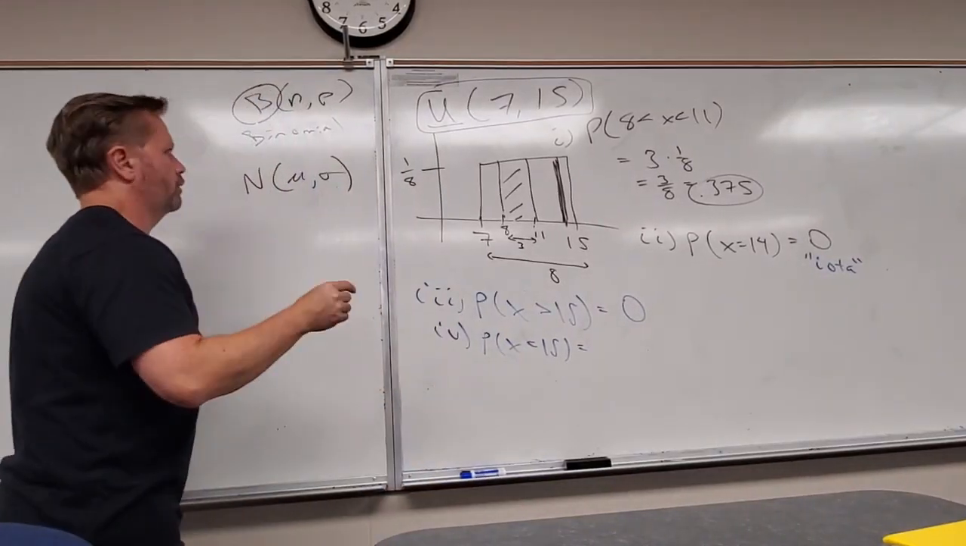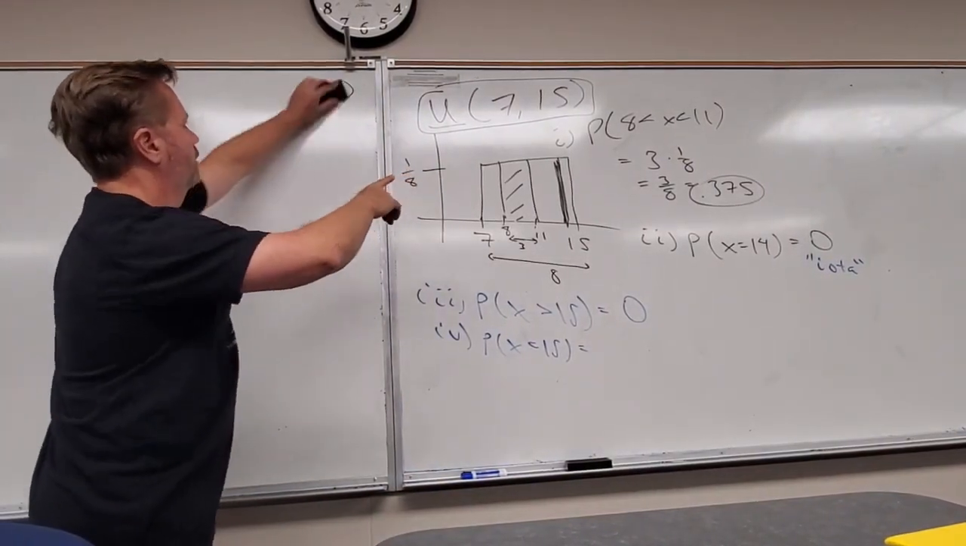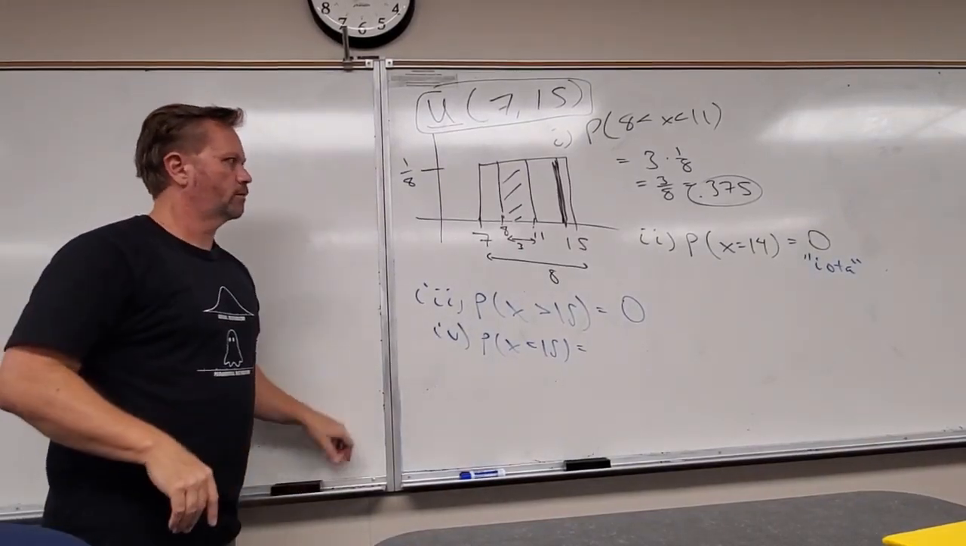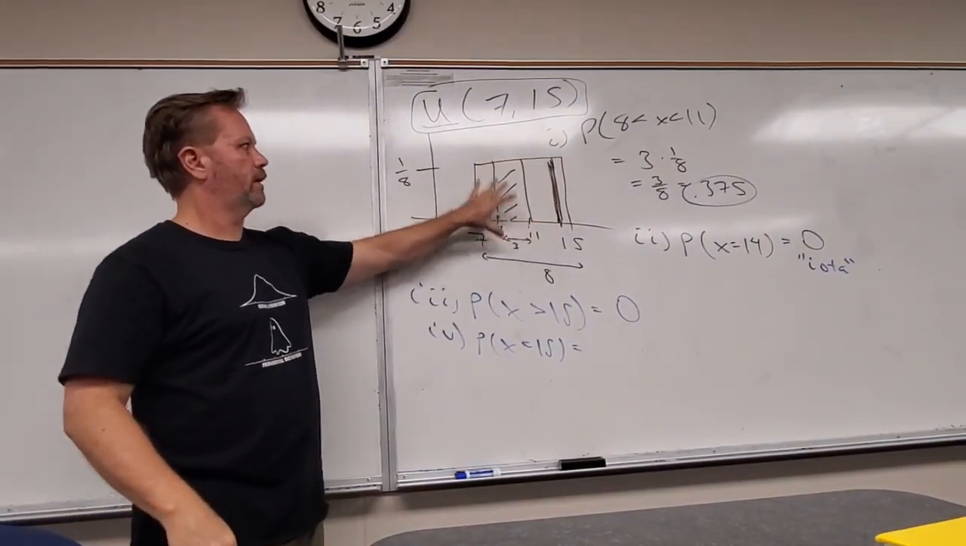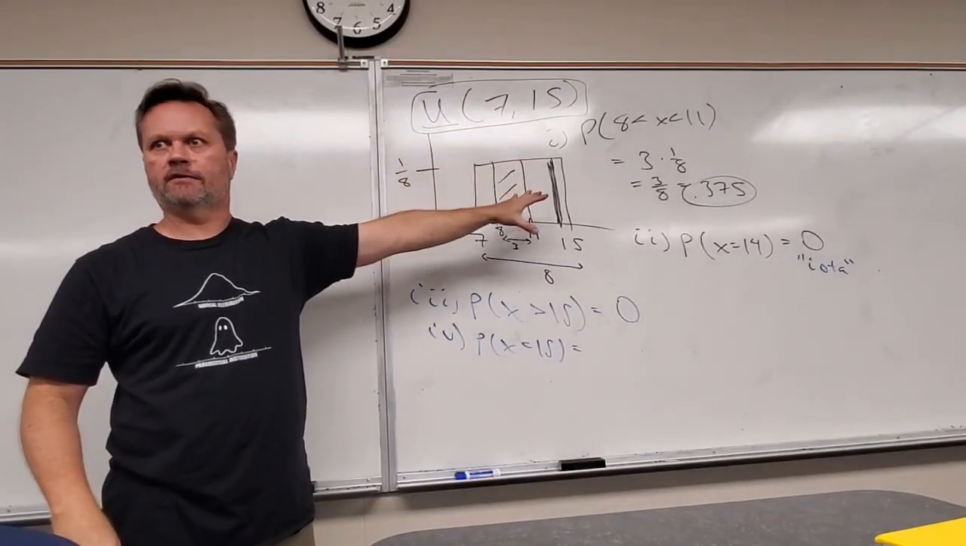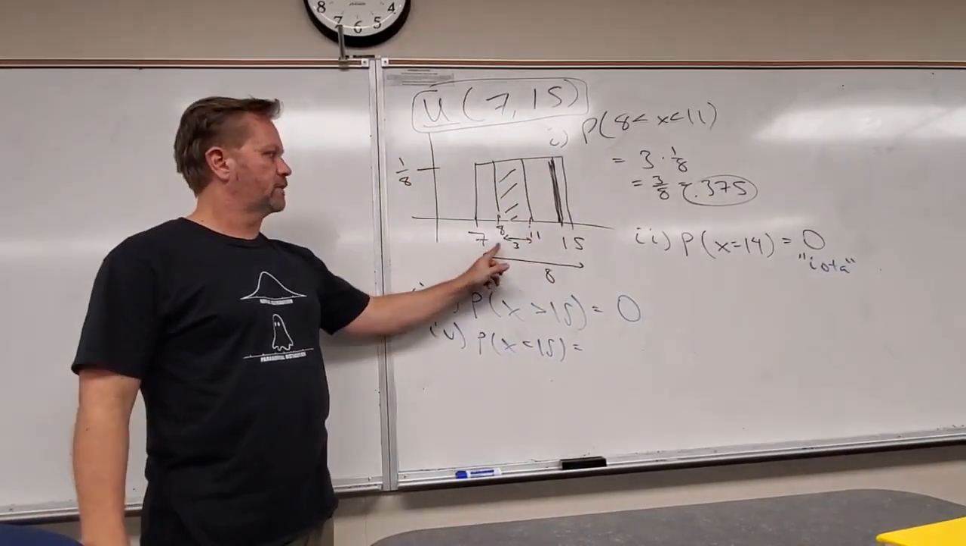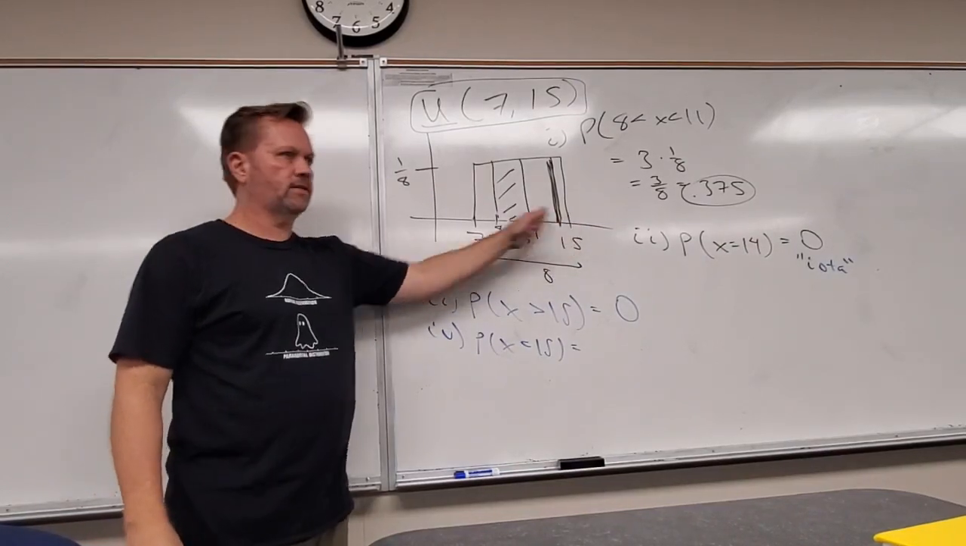One little thing that's going to show up in the homework. I got a question. Yes, go ahead. So when you say it's less than 15, the probability that if I pick something from this distribution, it's less than 15, that's what I was thinking. It's 100% chance, because it could be anywhere from 7 to 15, so it's less than 15. It's 100% chance.